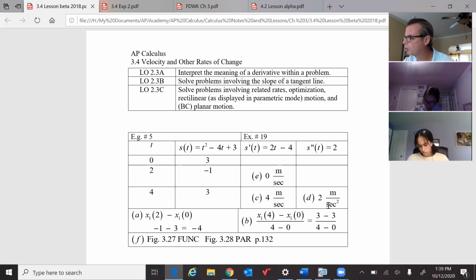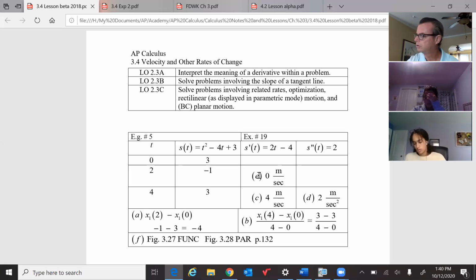E, describe the motion of the particle. When does it change direction? Well, it goes left for 2 seconds, and then it goes right. What verifies that the particle potentially changes direction after 2 seconds? The velocity is 0. See, if I put a number less than 2 in here, you get a negative value. Put 1 in here. You get a -2. It's going left. Put a 3 in here. You get a positive value. It's going right. It changed direction at time 2 when the velocity was 0.